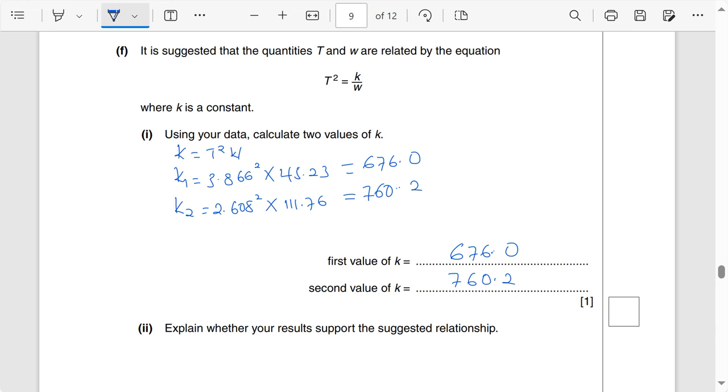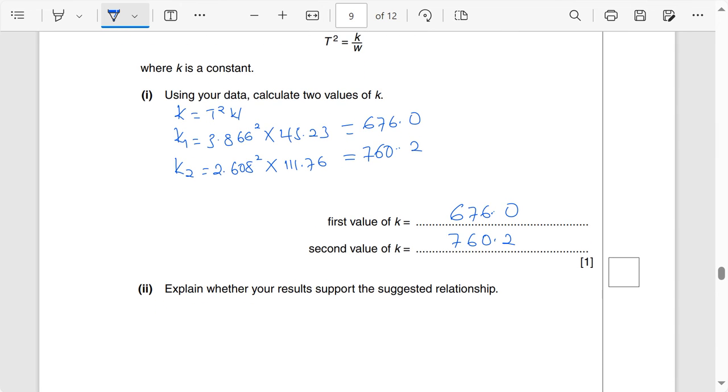Normally here they don't ask for the units, but the next part of the question that could always be here would be: justify the number of significant figures you have given for your K values. So because T squared is to 4 significant figures and my W is to 4 significant figures, to maintain accuracy, the K values should be to 4 significant figures. That is normally a question here. In this particular practical, it is not there.